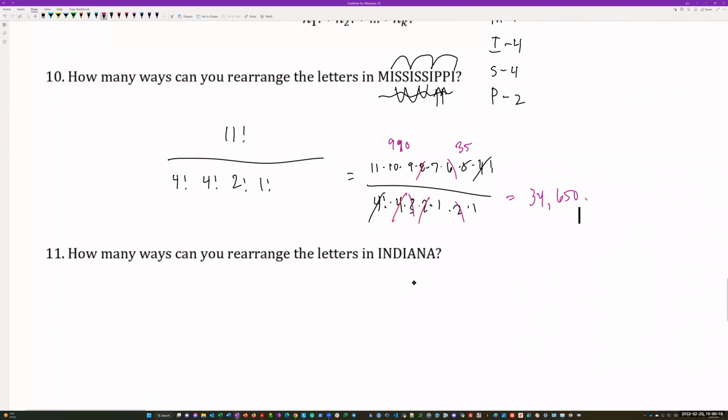So how would I do this one? What's that? So 7 factorial divided by what?